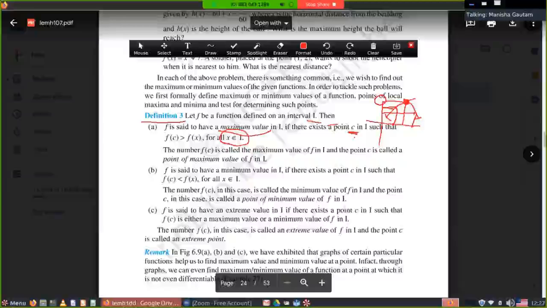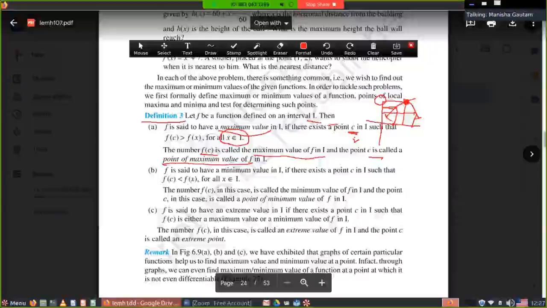C is showing the maxima at the point C, and the value which is maximum you can calculate. Put this value C in the function f, that value will be the maximum value of the function in the interval, and the point C is called the point of maximum value of f in the interval. C is the point of maxima and f of C is the maximum value.